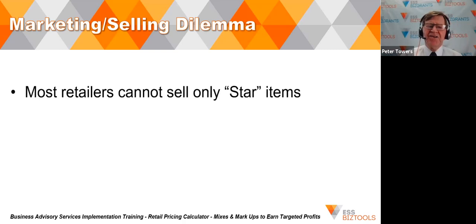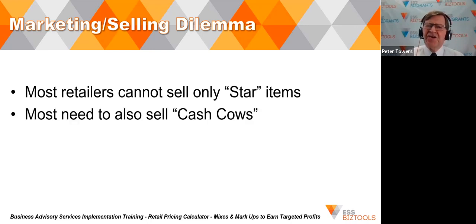Let's look at the marketing selling dilemma that your retail clients have got. Most retailers can't only sell star items, even though they might like to do that. Most also need to sell these cash cows. Remember, they're fairly high volume items, but a low markup. In a corner store, it's things like milk, newspapers, bread, that type of product.